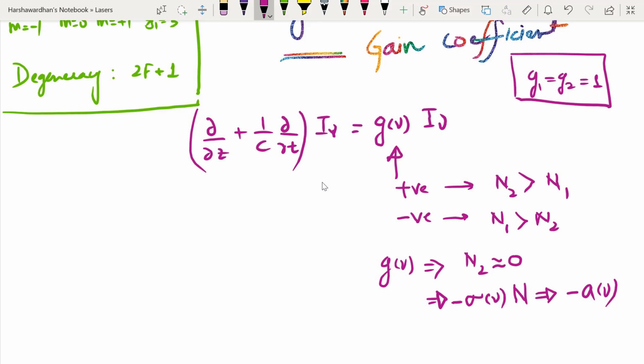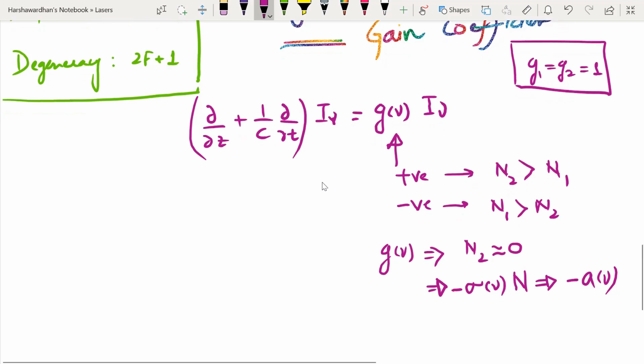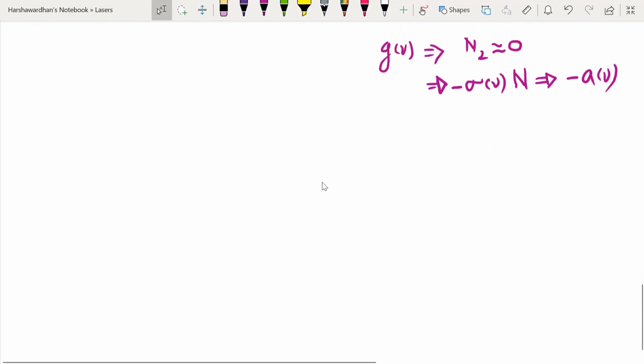So you would see that the gain and absorption are very close cousins, and they simply depend on the population distribution within the atom, and that dictates whether the gain coefficient is going to be positive or negative, and what is going to dominate. Now clearly this is called the gain coefficient, and why is that? Let me quickly justify that.